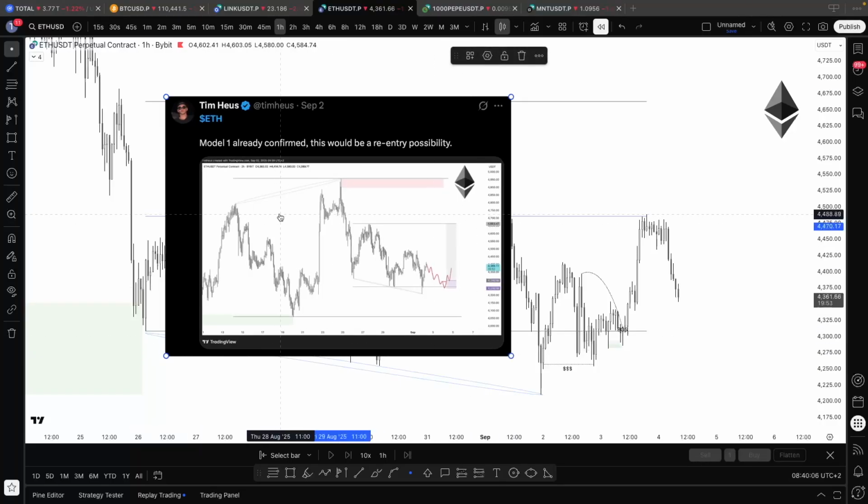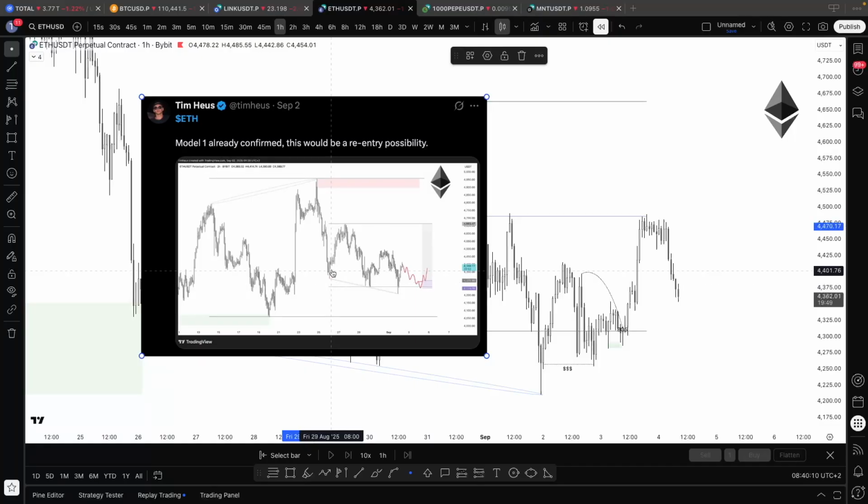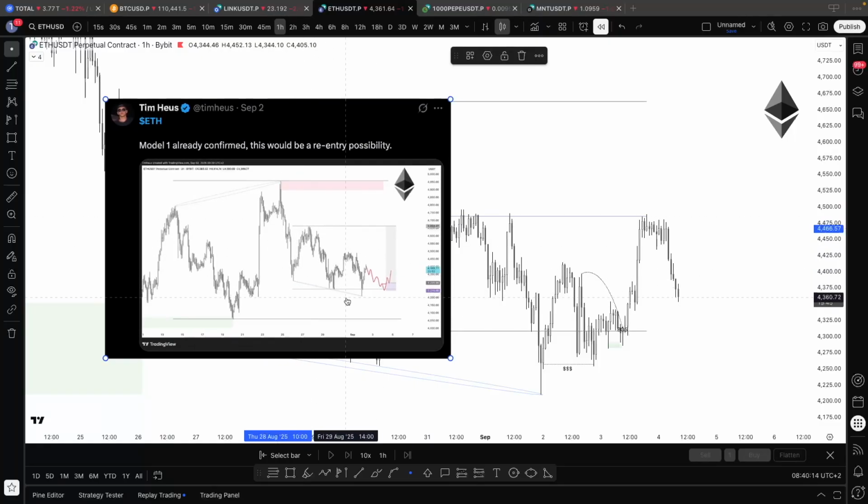Ethereum Model 1 already confirmed this will be a re-entry possibility. Alright, what did you see? I was pre-planning this in a range, you came into demand, and there you formed your Model 1. I want to pull back, break of structure, and an entry. Guys, if this isn't spoon feeding, I don't know what else is.